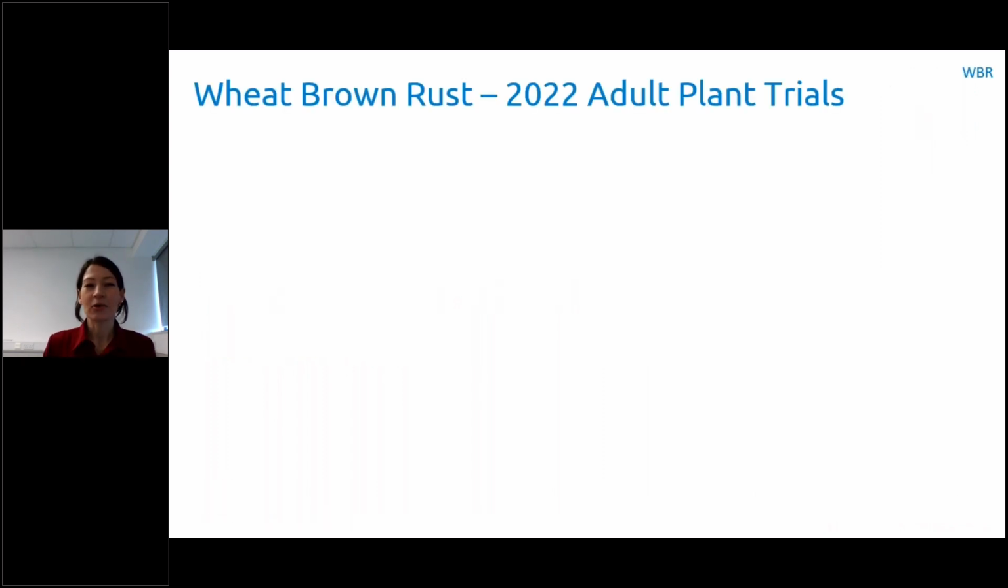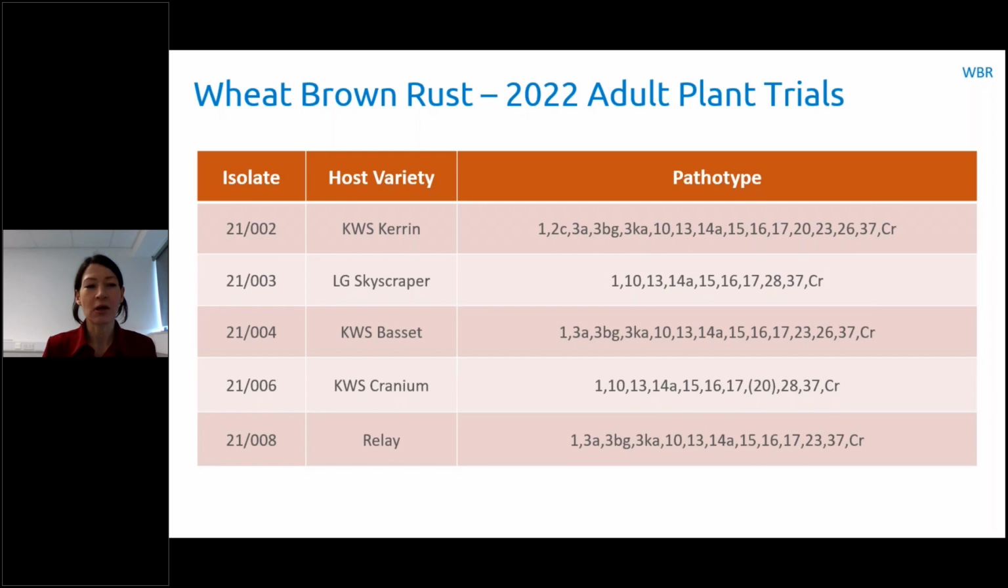So we're going to start the brown rust with those 22 adult plant trials and the isolates that we chose for those inoculations. So we chose 21002 from Caris Kerin. For the pathotype, you can see that we have some different numbers there, and that's because with the yellow rust, we were talking about YR genes, and with the brown rust, we're actually looking at LR genes. Brown rust, other name is wheat rust, so it's LR genes. And some of these LR genes combine letters and numbers.